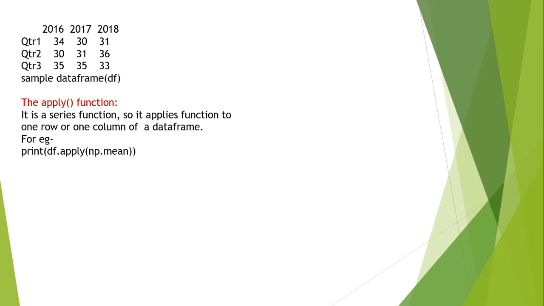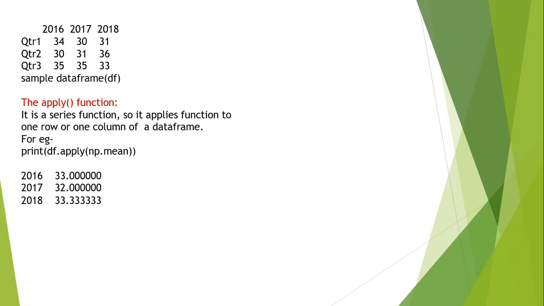Now see, for example, here we have print df.apply np.mean. So what we are going to do here is apply the function mean over the data frame. These operations will be performed on the particular rows, on all the rows but individually, and it has to produce the result row wise. Let's see the output here. We have got 2016 with the value 33.000, 2017 with 32.000, and for 2018 it is 33.33333.